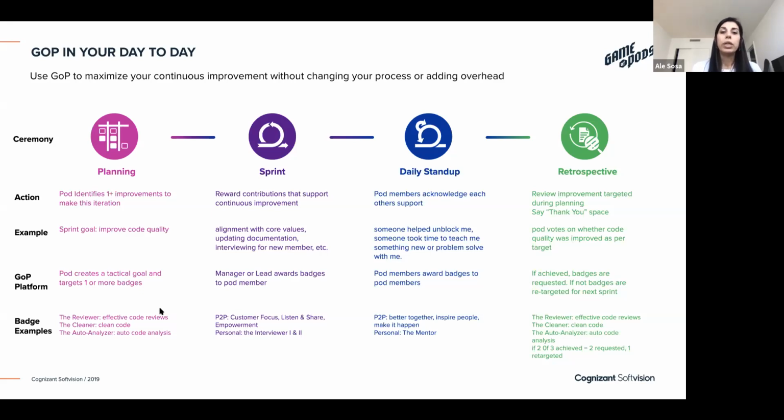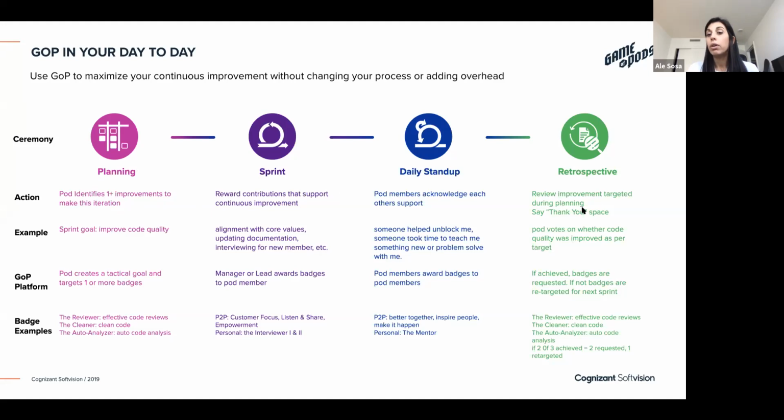But the easiest way to do this is to just look at your regular ceremonies or regular processes. So regardless of how you're calling it and what the cadence is, most of us on our projects are doing some sort of planning. We're doing some sort of iteration. We're doing some sort of stand-up or touch point, whether it's daily or not, and we're doing some sort of retrospective. So if you are able to include Game of Pods, let's say in your planning, you take 5 minutes to say, okay, what is our goal for the sprint? Our goal is X. Great. What badges do we have that target that? And you select those badges and set that goal. That's it. That's 5 minutes of your planning.